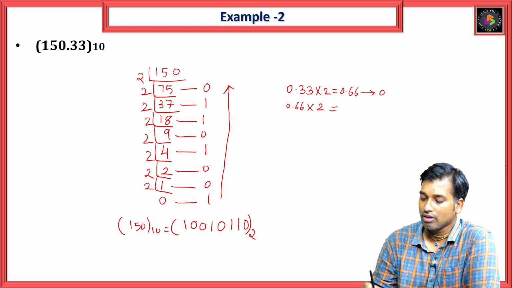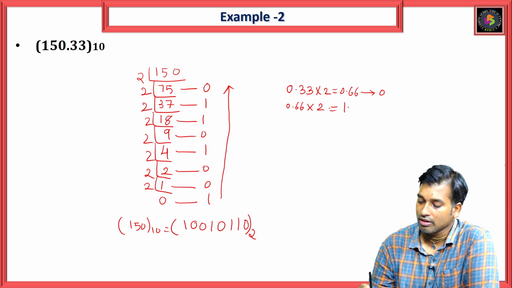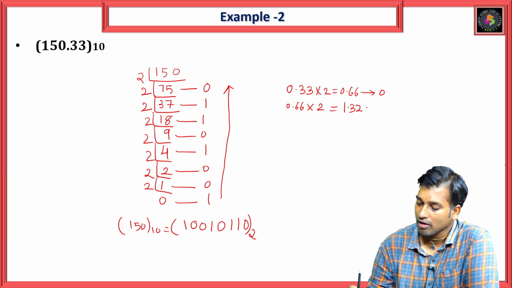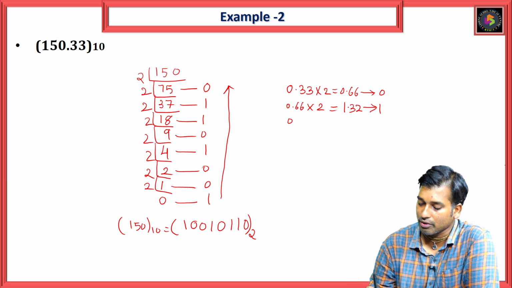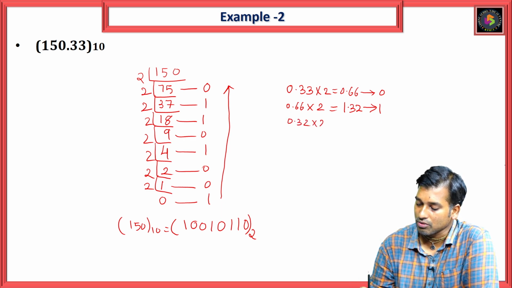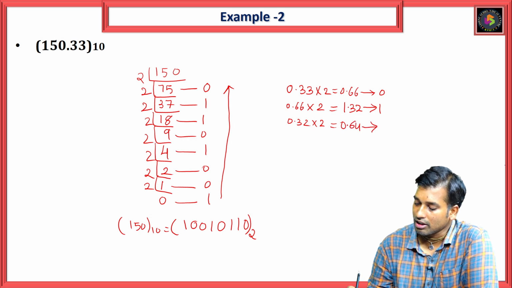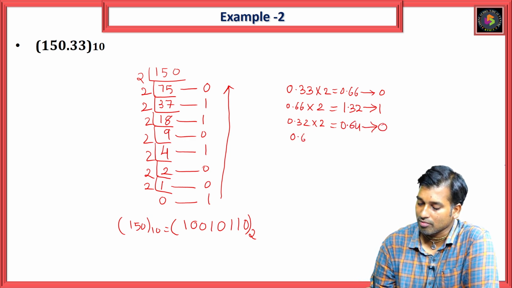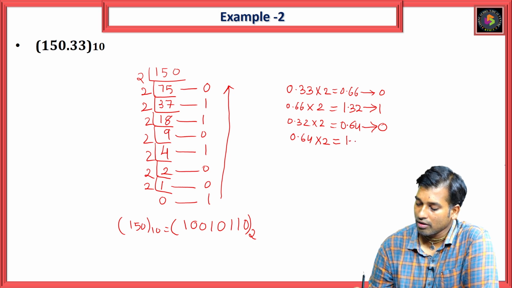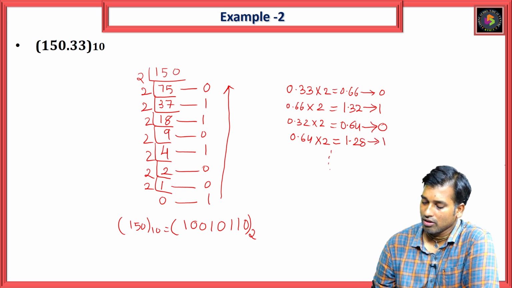It is nothing but 1.32. Here the integer part is 1. Again 0.32 multiplied by 2. It is 0.64. Integer part is 0. Again 0.64 multiplied by 2. It is 1.28, and this goes on.